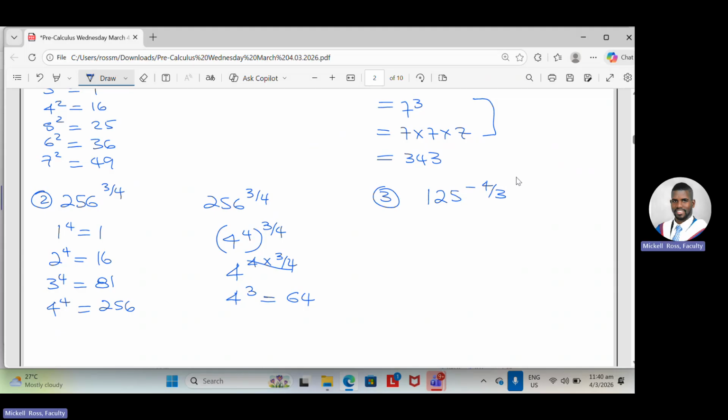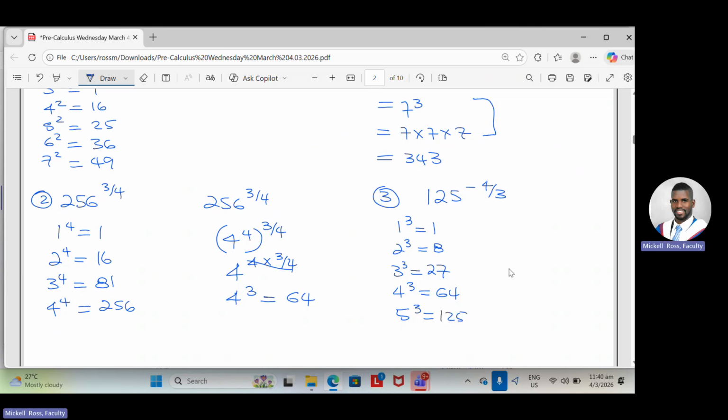All right, so we're looking at a case now where the power is negative. This changes nothing. We can just go ahead again. What number, when you cube it, is equal to 125? Is it 1 cube? That's still 1. Is it 2 cube? Is it 3 cube? Is it 4 cube? Is it 5 cube? So we see that the number that we're looking for is 5.